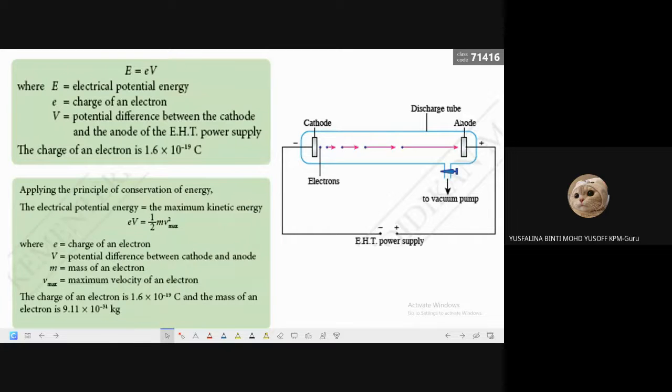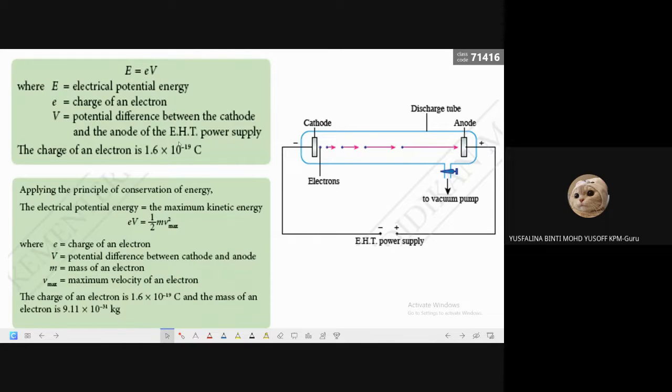The small letter e is the charge of the electron, 1.6 times 10 to the power of negative 19. V is the potential difference across the cathode and anode. Just now I already told you, there must be a high potential difference here to help the electron move faster, going from cathode to anode.